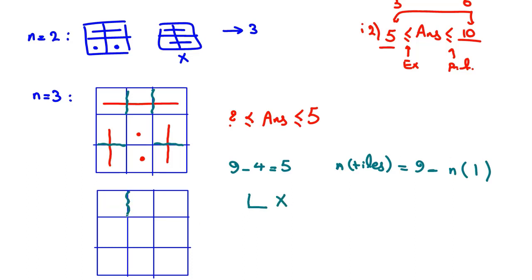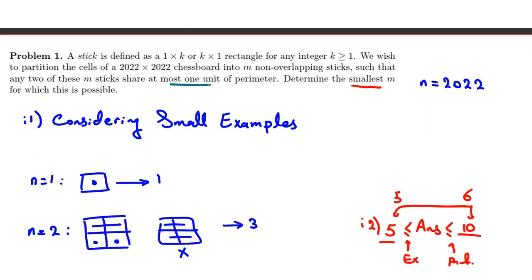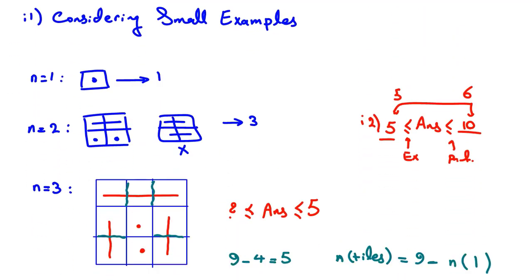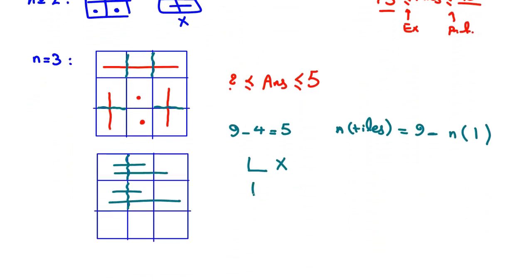Now let's check this one. Also, we cannot have it like this. Why? Because, for example, we have this style or this style. And here, because of this, we have this style or this style. And as you can see, if you consider any of the cases, they have at least 2 common edges. What the problem says is they can have at most what? At most 1 unit of perimeter, okay? So we cannot also have this one. So we understand that our green edges don't have any intersection, okay?